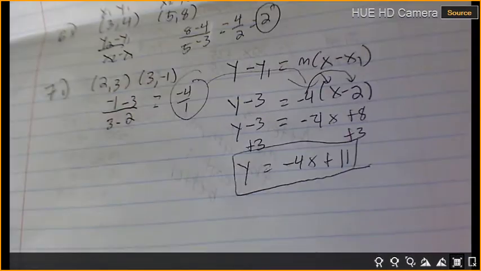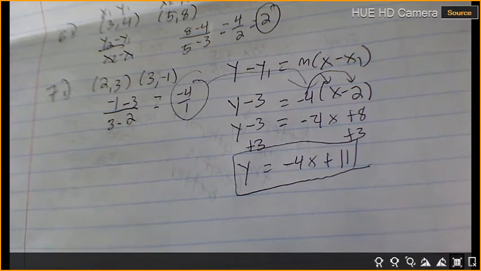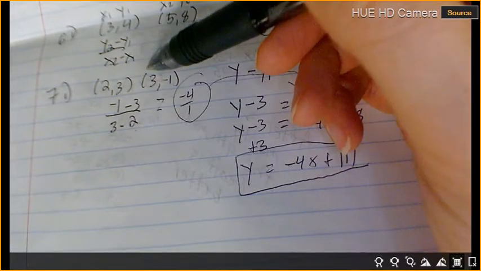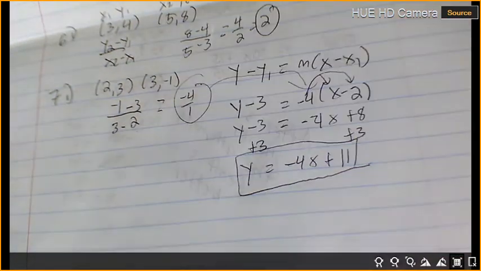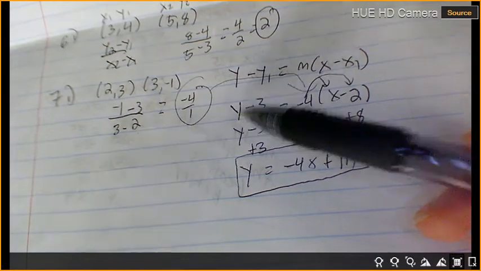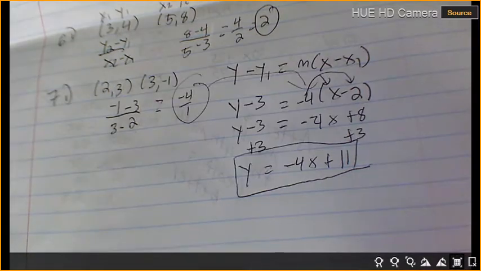Okay, number 7. It says y minus y1. y1 and x1, they're a point. So I took this point right here, 3 and negative 1, and plugged it in for x1, y1. And y stays by itself, and you're going to solve for it.